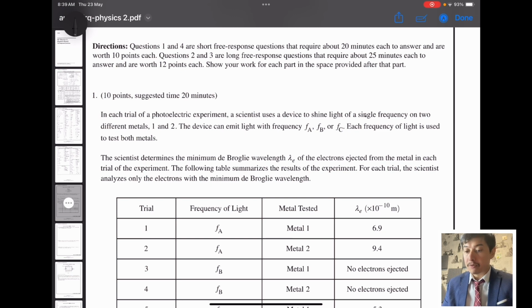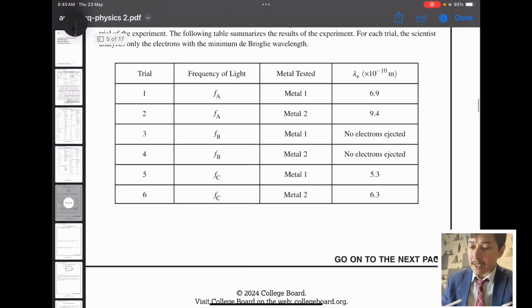The scientist determines the minimum de Broglie wavelength of the electrons ejected from the metal in each trial of the experiment. The following table summarizes the results of the experiment. For each trial, the scientists analyze only the electrons with the minimum de Broglie wavelength. Here we can see the table. Three different frequencies, Fa, Fb, and Fc were used. They were exposed on metal 1 and 2, and we can see sometimes electrons were ejected, and sometimes, particularly in trials 3 and 4, no electrons were ejected.